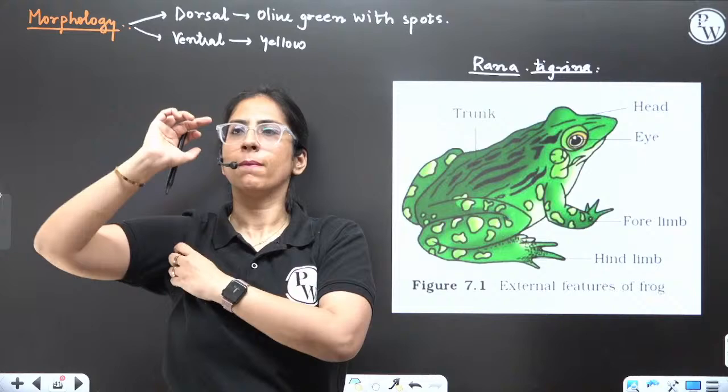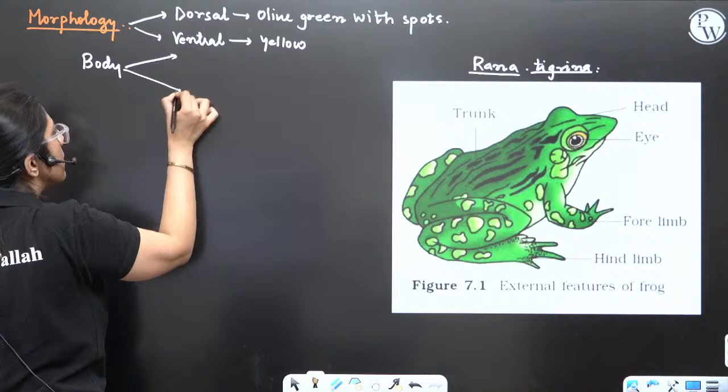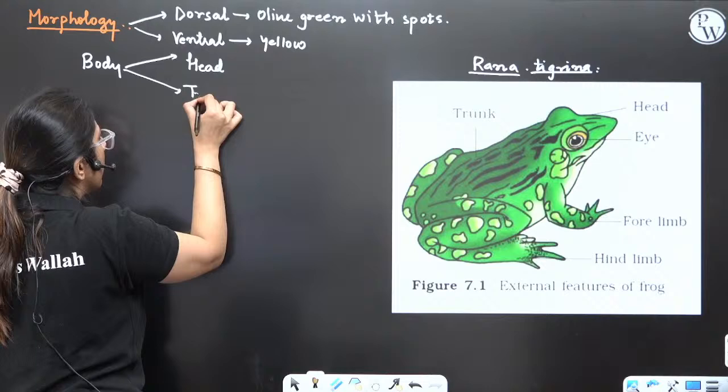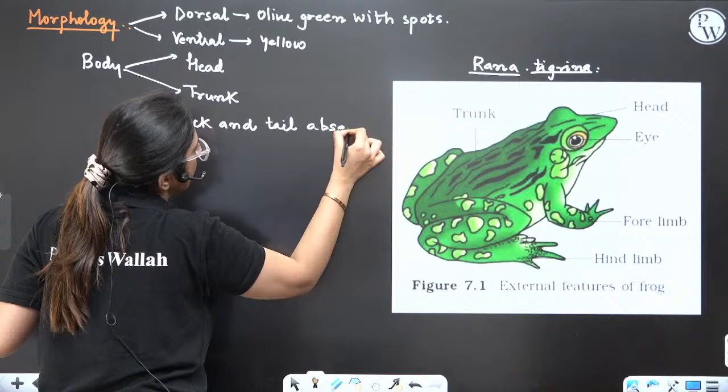Now moving on to the next, their body. Their body is divisible into two parts. One is a head part, and then there is the trunk. Head and trunk. Most important part is neck and tail are absent. Can you see a neck? No, right? Tail is also not there.